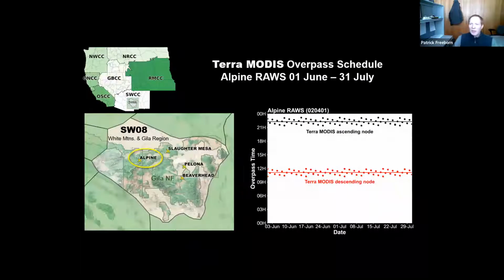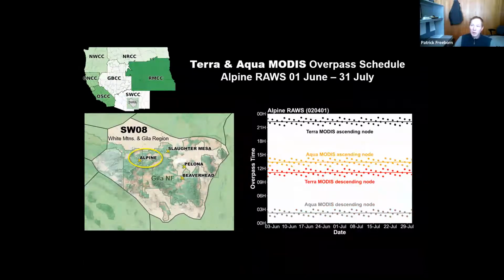So if you look at a single point on the Earth's surface, specifically the Alpenrose in our predictive service area, and we look at the plot on the right, along the horizontal axis, we have dates ranging from June to the end of July. So essentially 2 months of overpasses. And then the vertical axis, we have the time of day. Midnight on the bottom, noon in the middle, and then midnight again at the top. So what we see is Terra MODIS flies over the Alpenrose twice, once just before noon and once just before midnight.